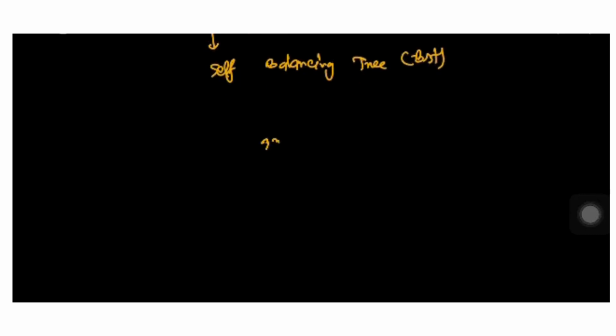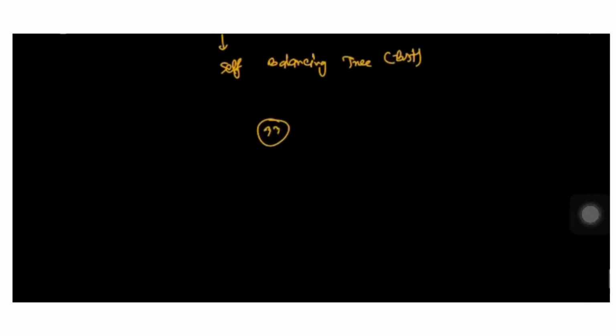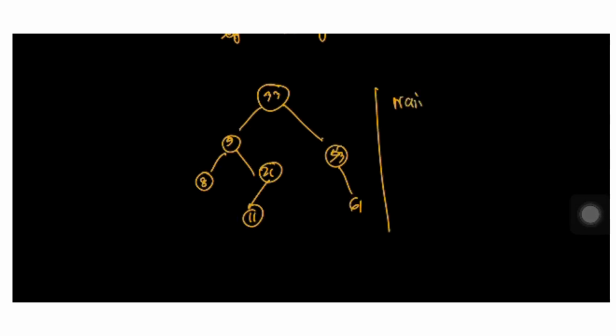Like we have a BST 33, 9, 8, so 21, 11, 53, 61. The naive approach is, we can apply the naive approach using pre-order traversal. Pre-order traverse, we are given L and R.